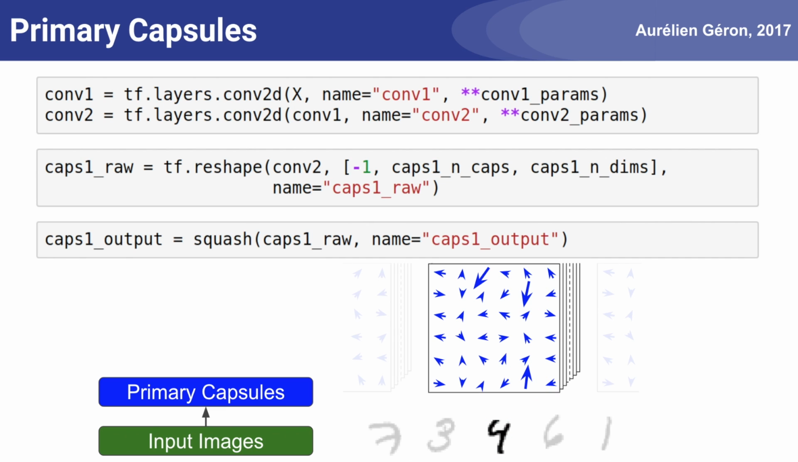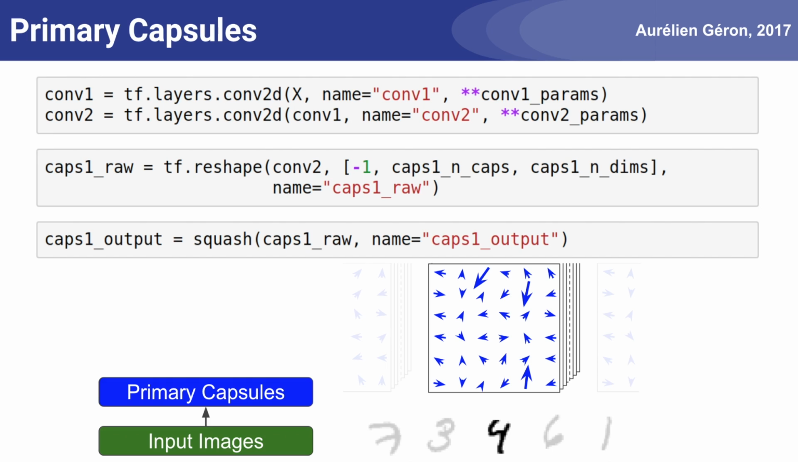The implementation is really straightforward. First, we define 2 regular convolutional layers. The input of the first layer is X, the placeholder that will contain the input images we will feed at runtime. The second layer takes the output of the first layer, of course, and we use the parameters specified in the paper. The second layer is configured to output 256 feature maps. Each feature map contains a 6 by 6 grid of scalars. We want a 6 by 6 grid of vectors instead, so we use TensorFlow's reshape function to get 32 maps of 8-dimensional vectors instead of 256 maps of scalars.